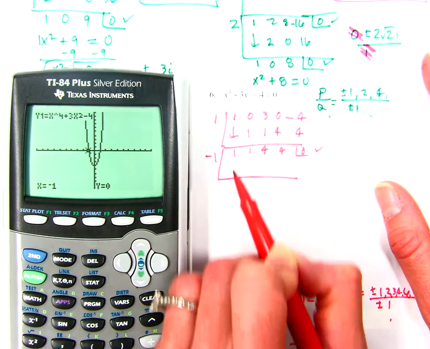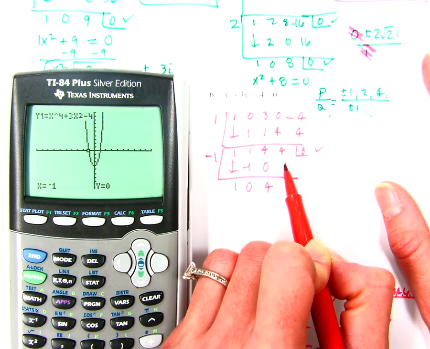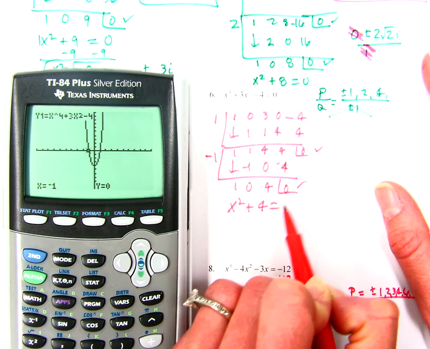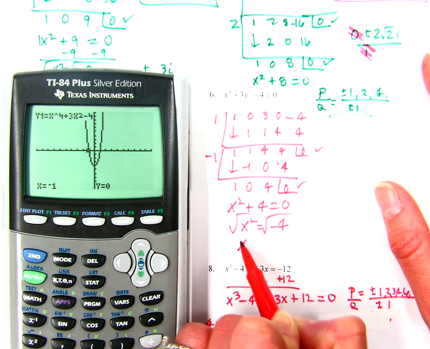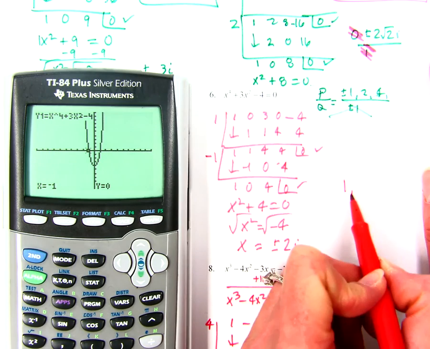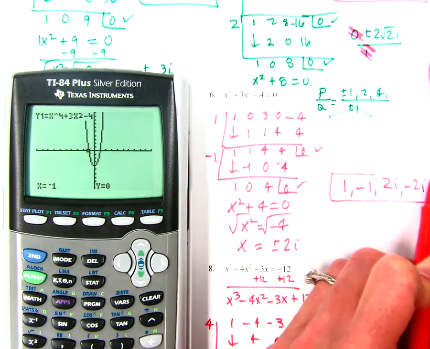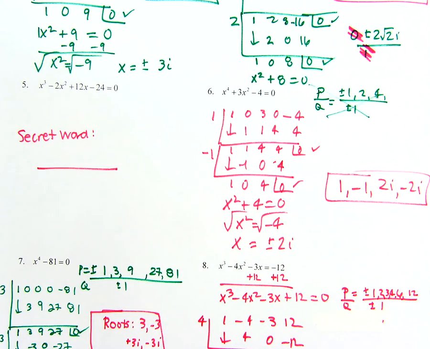okay, I get 0 as a remainder, and I do it one more time. 0 as a remainder, so I have x squared plus 4 equals 0. And if I subtract 4, I get negative 4, and if I take the square root of negative 4, I get plus or minus 2i. So my solutions are 1, negative 1, 2i, and negative 2i. Okay? And so you should have written down the secret word already.